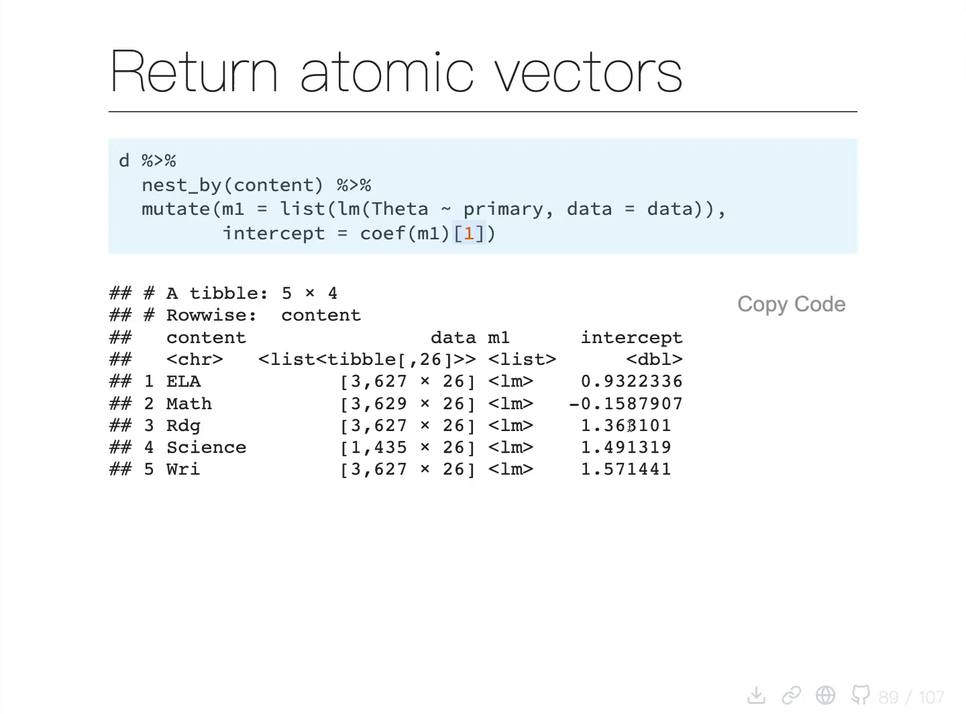What happens if you don't wrap M1 in the list? If you don't wrap M1 in the list, you will, I believe, just get an error. It just won't work. Other questions?